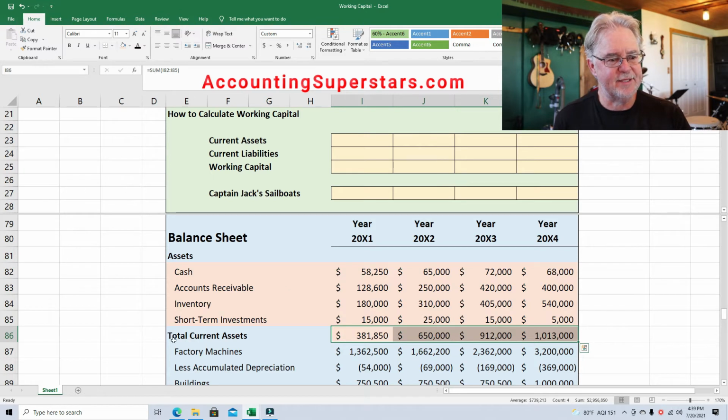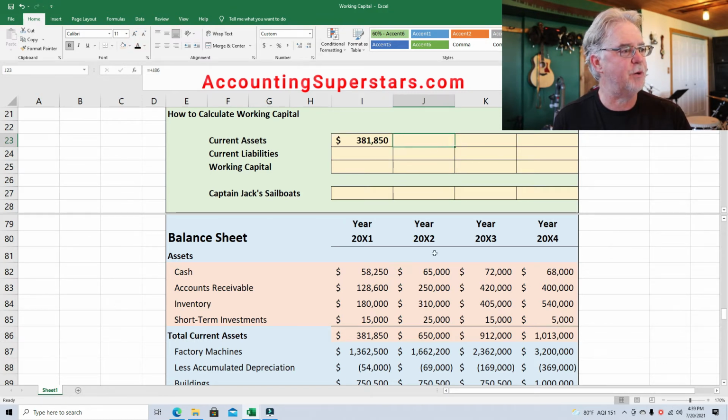So all we need is the grand total here of the current liability or current assets. And sometimes on financial statements, well, very often, they'll have the total current assets listed for you, just like that. But if they don't, it's simply things that you're going to turn into cash within a year. All right. So all we're going to do is take this 381,850 right down here for year one, and we're going to put it right up here, just like that.